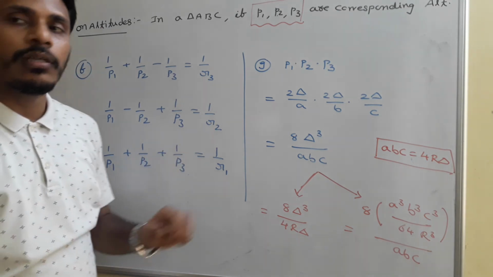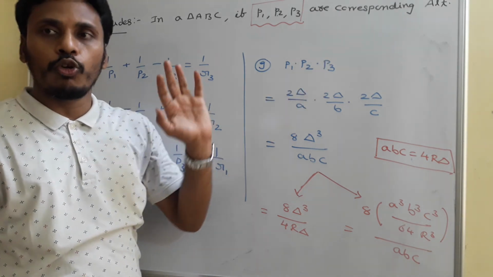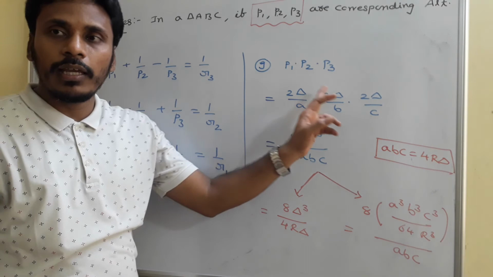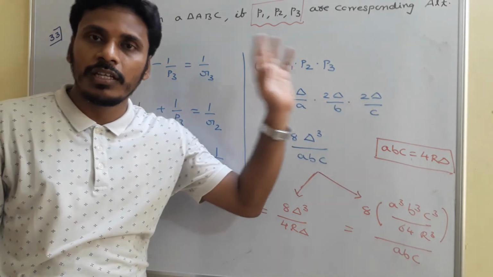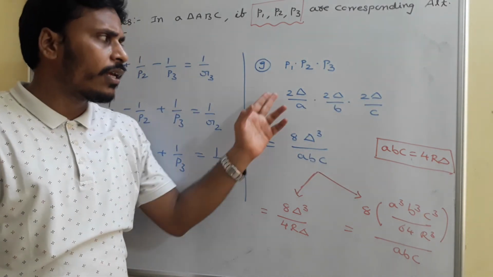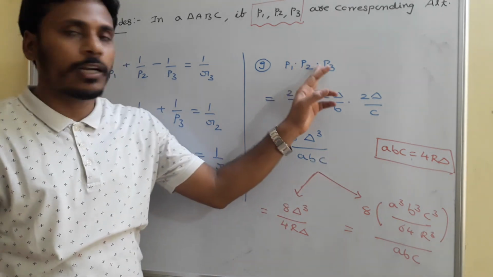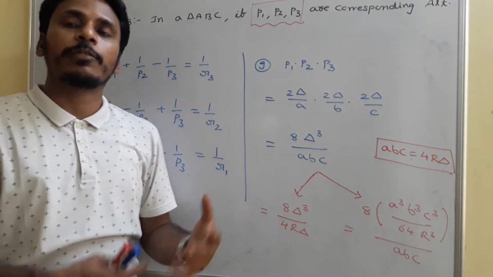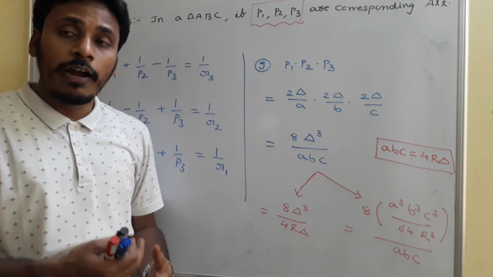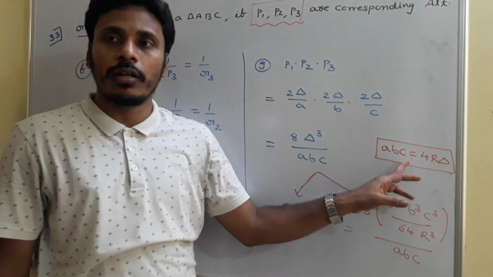Whereas coming to G, here I am multiplying P1, P2, P3. P1 is 2 delta by A, P2 is 2 delta by B, P3 is 2 delta by C. If you multiply, clearly 8 delta cube by ABC. That's one result for the product P1, P2, P3. And as for the options, we need to simplify further. And for that, we have to utilize this particular logic.